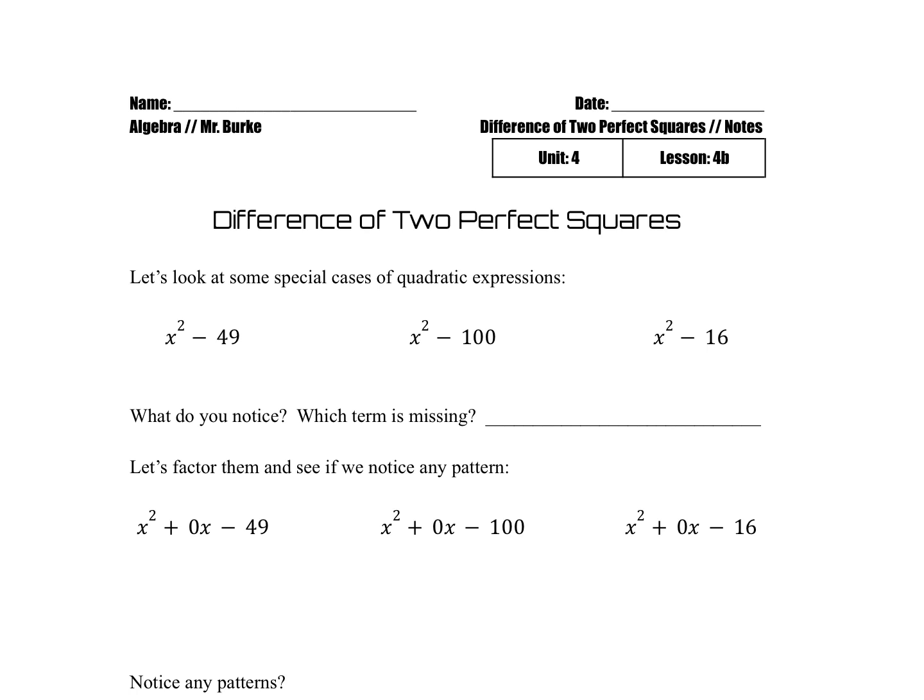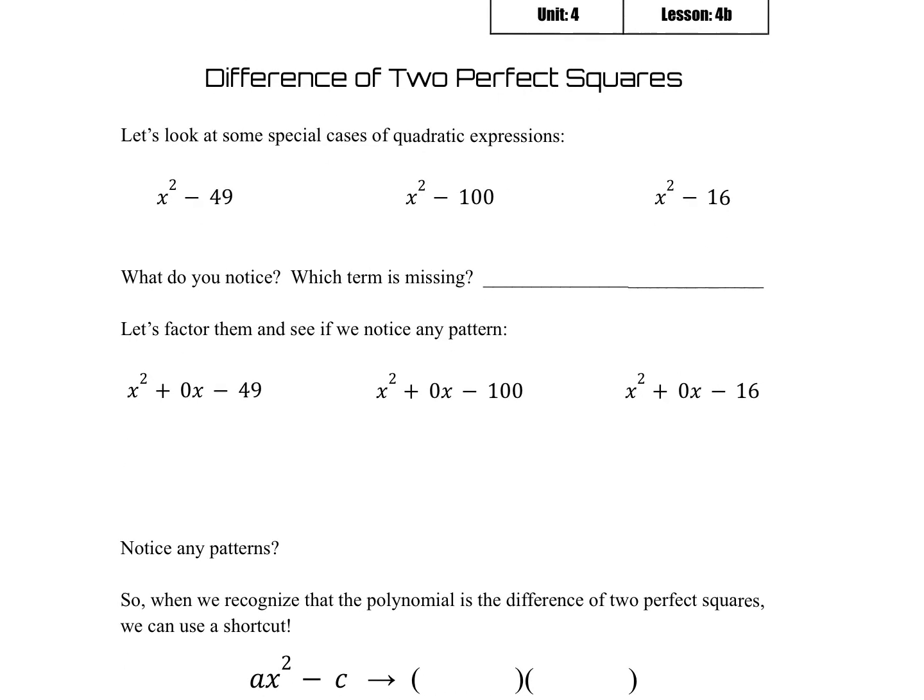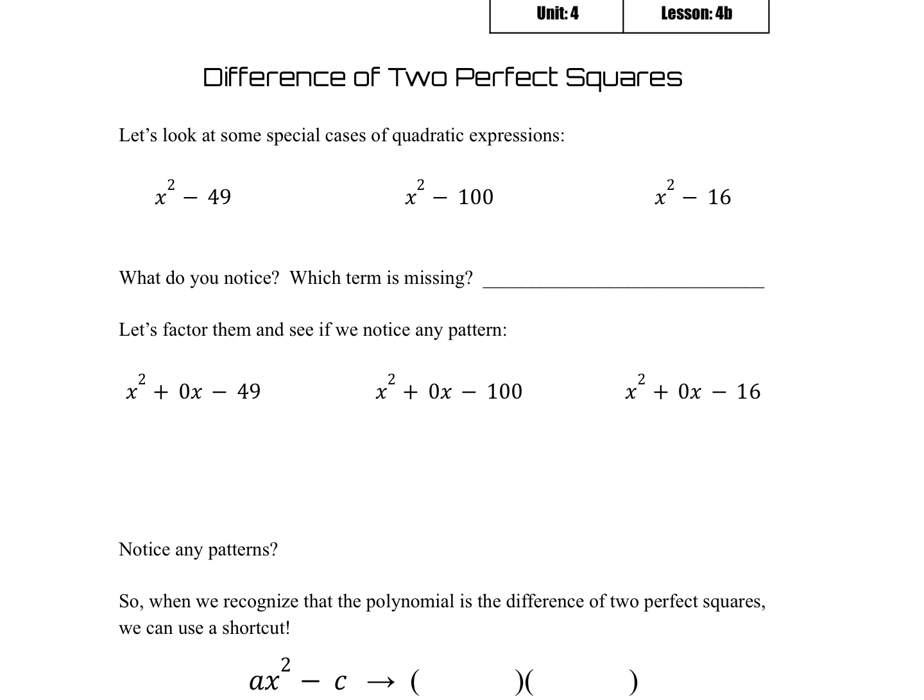Okay, so this is Unit 4, Lesson 4b. We are going to look at the last type of factoring, which is the case when you have the difference of two perfect squares. So let's take a look here. Take a look at these three examples right here: x squared minus 49, x squared minus 100, and x squared minus 16.